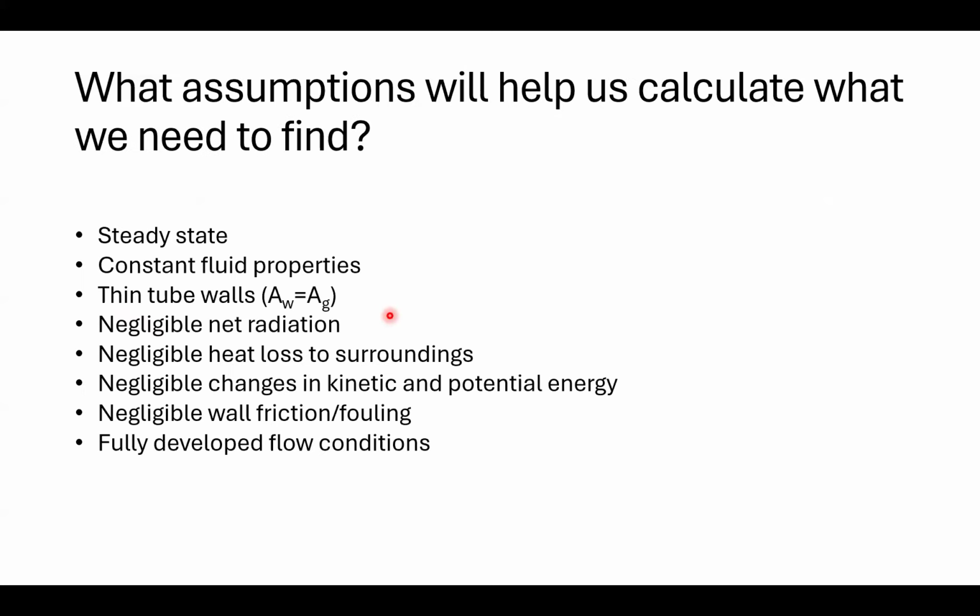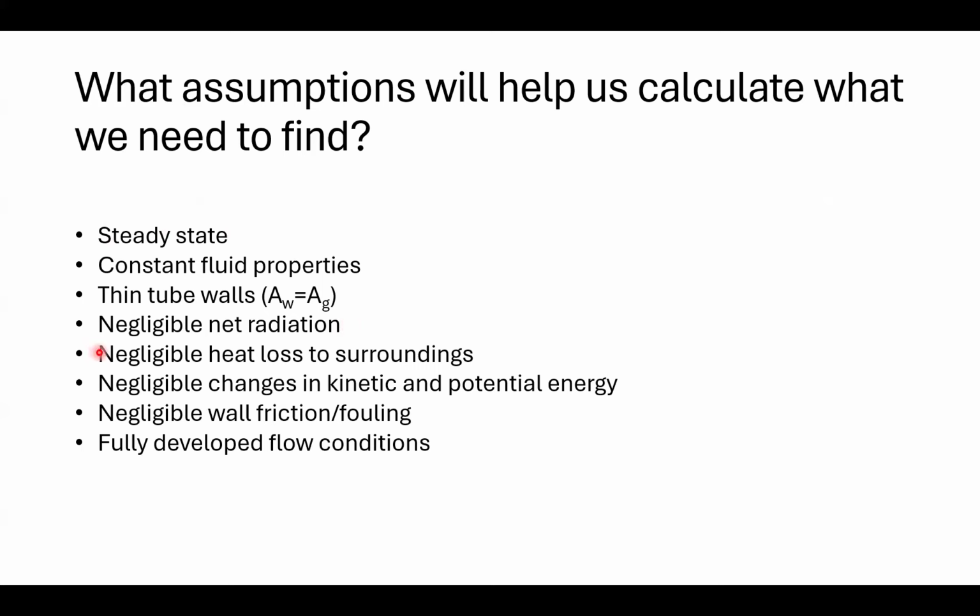To solve the problem, we'll be using the following assumptions. We're assuming that we've reached steady state conditions in the heat exchanger. There are constant fluid properties. So as the water is flowing through the heat exchanger or the air, the temperature variations of either fluid do not affect the properties of the fluid. We're also going to assume that the heat exchanger has thin tube walls, and so the area that the water is exposed to is equal to the area that the air is exposed to, and that area is equal to the total surface area that we're given in the problem statement.